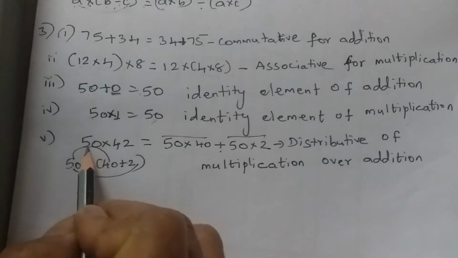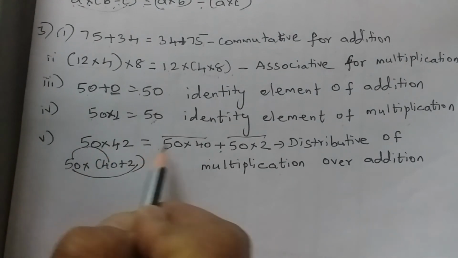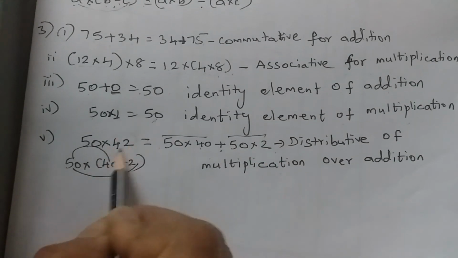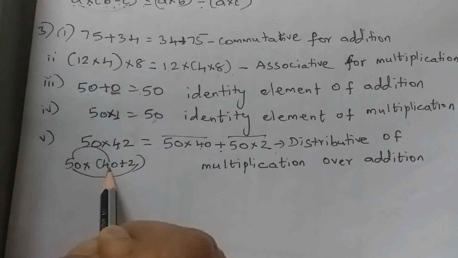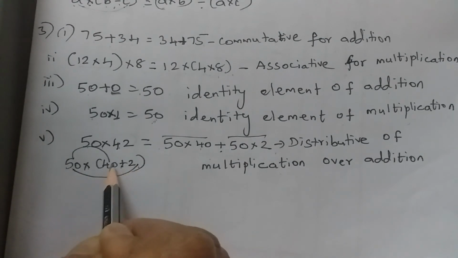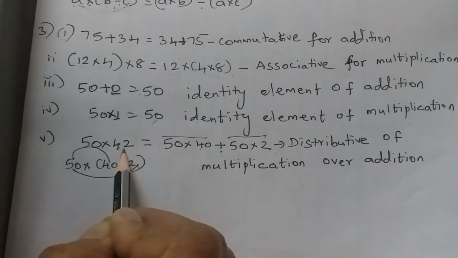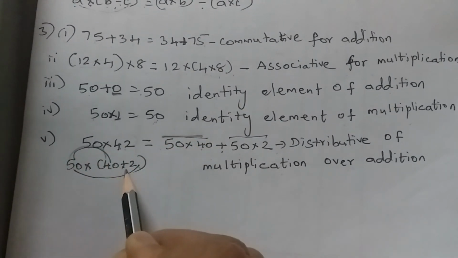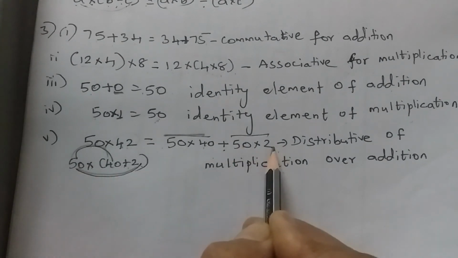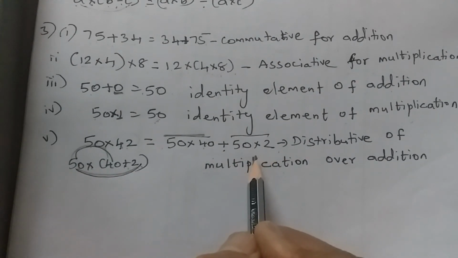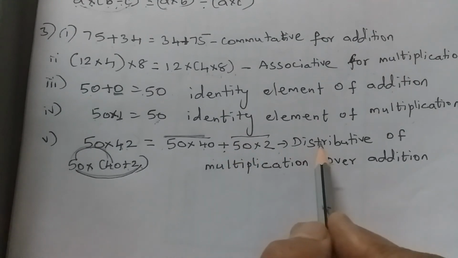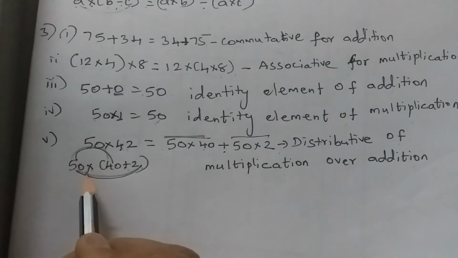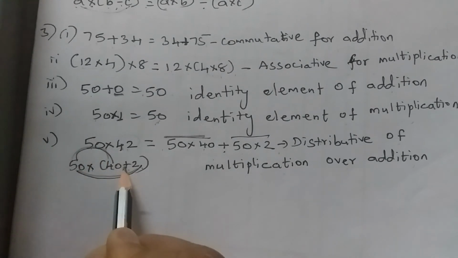And the last one is 50 into 42 is equal to 50 into 40 plus 50 into 2. So this 42 we can write as 50 into 40 plus 2. Can we write it like this? 40 plus 2 is 42 only. Now use the property: 50 into 40 plus 50 into 2. So what property is this? Do you remember? Can you recall? Yes, it is the distributive property of multiplication over addition.